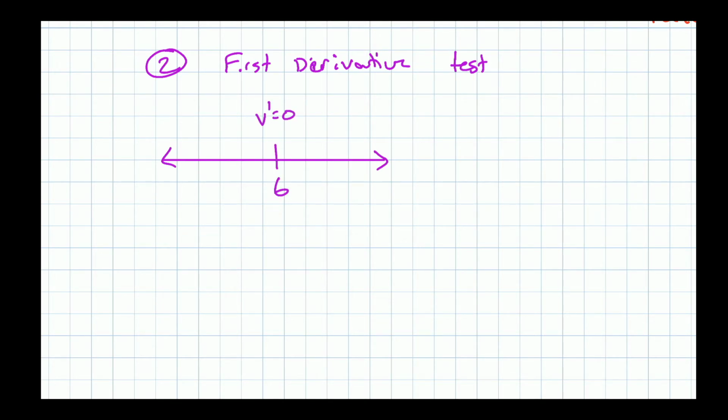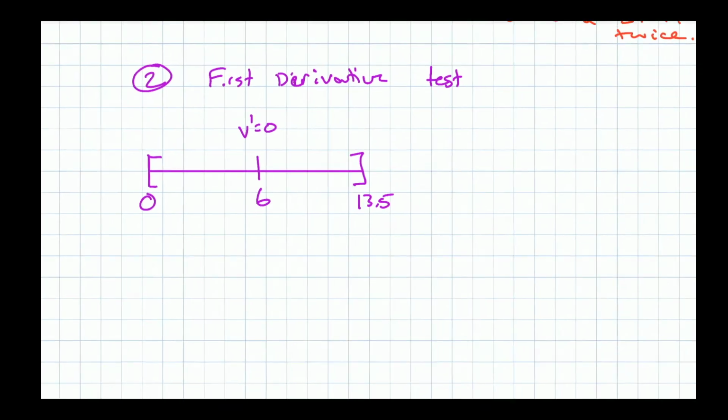Now, you see how I drew it? Just 6 in the middle. But if you know that the smallest x could be 0, then you put a 0 there and stop the number line because you can't have negative values. And if you happen to know that the maximum value of x is 13.5, you can put that in. But if you don't know it, it doesn't really hurt anything. It's just how you're drawing a number line. All right, so there's your first derivative test number line.